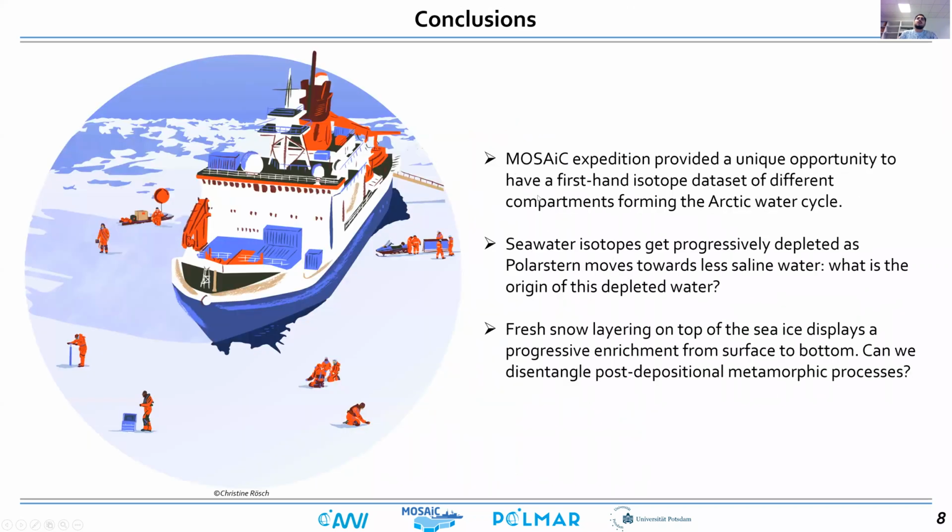So just to put it in a nutshell, the MOSAIC expedition provided a unique opportunity to have this first-hand isotope data set, and seawater isotopes get progressively depleted as Polarstern moves towards less saline water. So the question is, what is the origin of this depleted water? And then fresh snow layering on top of the sea ice displays a progressive enrichment from surface to bottom. So can we disentangle post-depositional metamorphic processes?